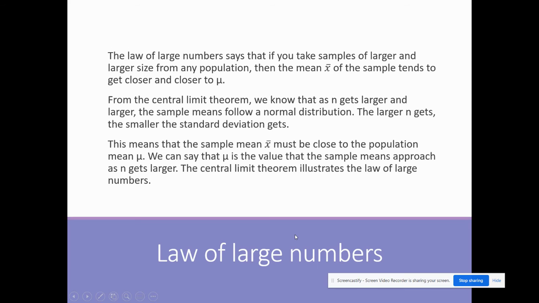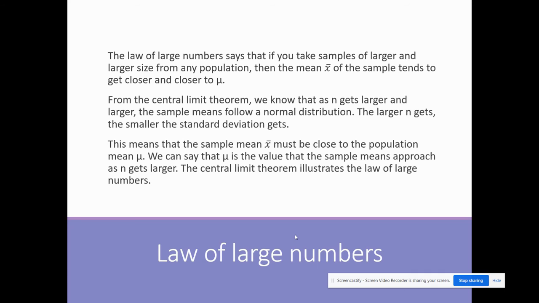Okay. So again, the law of large numbers says that if you take samples of larger and larger size from any population, the mean of those samples tends to get closer and closer to the population mean. So think about it. If I keep sampling something over and over again of the same population, I'm going to get closer and closer to that true population mean.